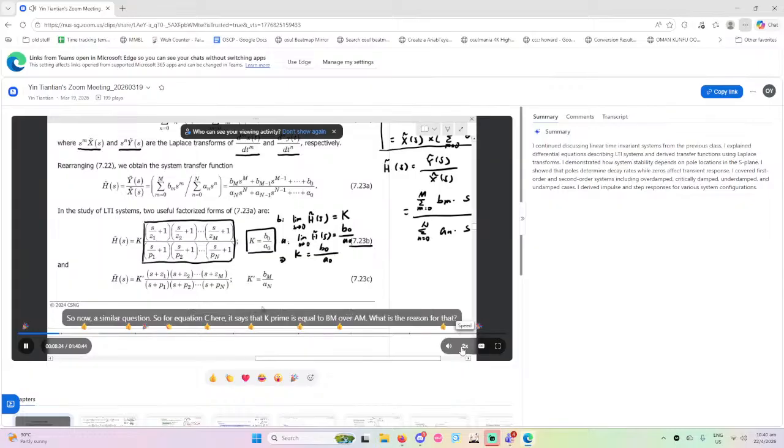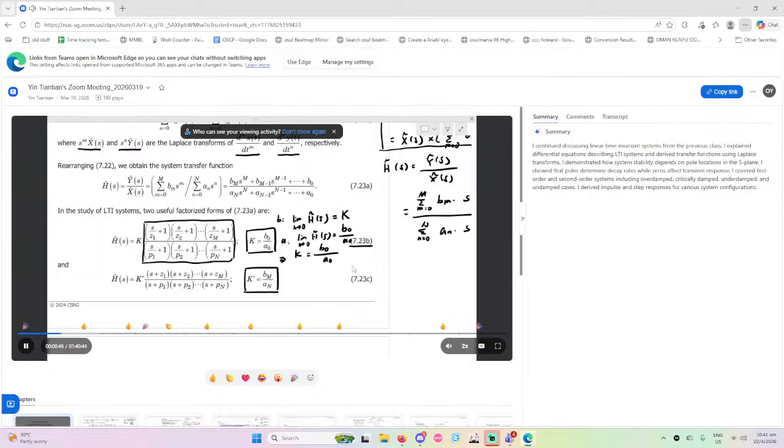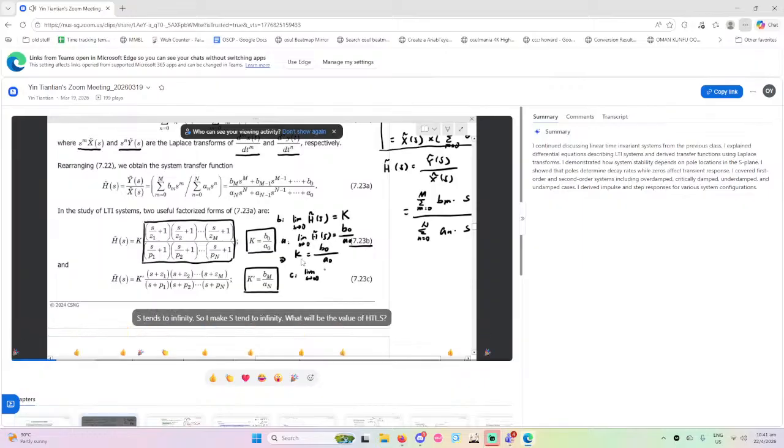Now a similar question. For equation c here, it says that k prime is equal to bm over an. What is the reason for that? Why do we have k prime equal to bm over an? Let's look at equation c. Now I will make s tend to infinity. What will be the value of H(s)?